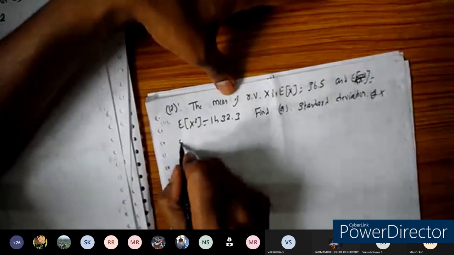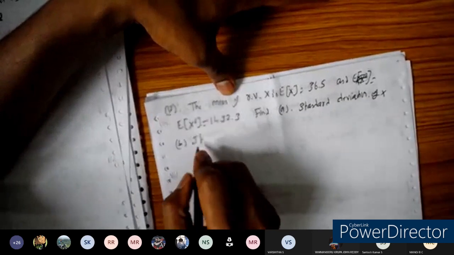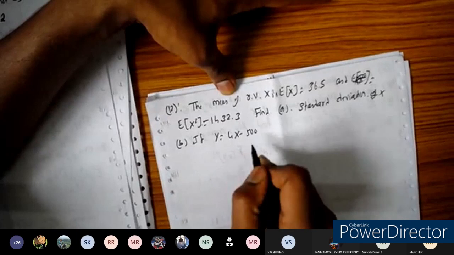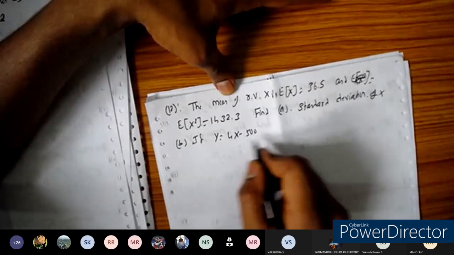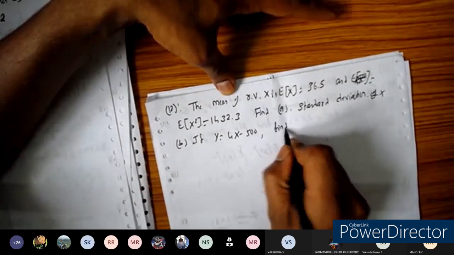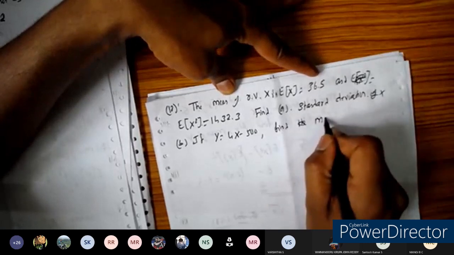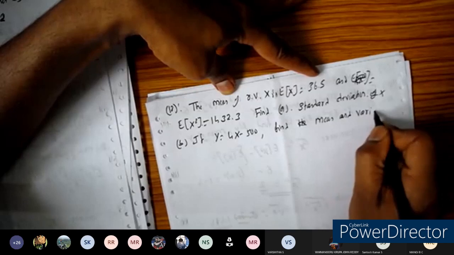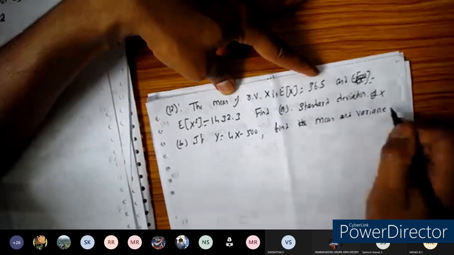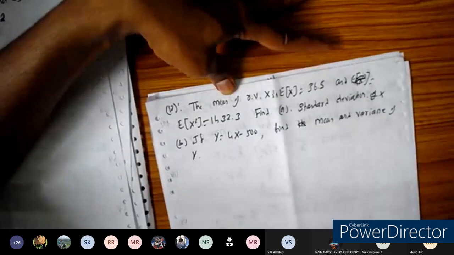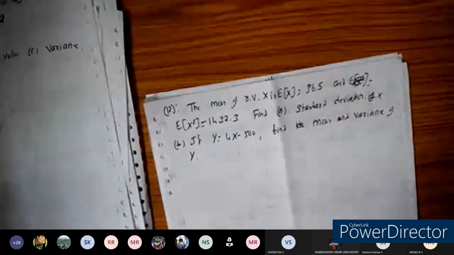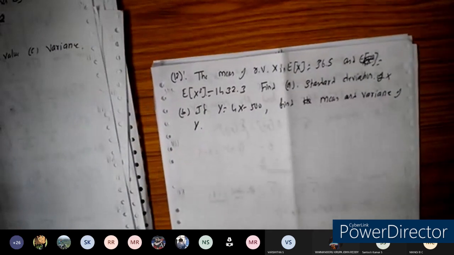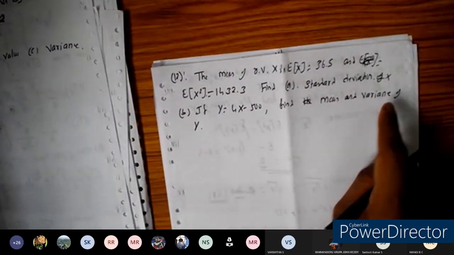Next one, part b, similar to the previous problem: if y is equal to 4x minus 500, find the mean and variance of y. This is similar to the previous problem, but the only extra quantity is that we need to find the variance here.